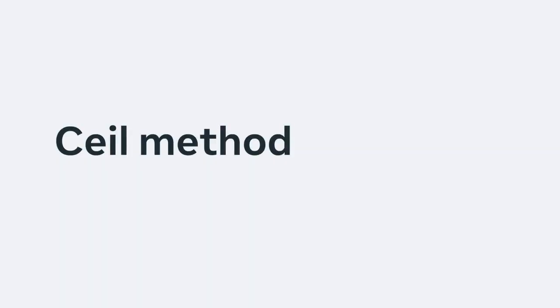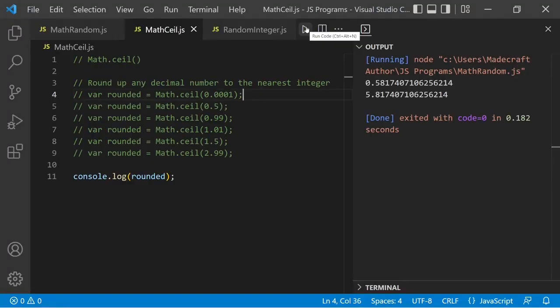Okay, let me switch tabs now and learn about another built-in method of the math object, the ceil method. This is used to round up any decimal number to the nearest integer. Let's pass several different decimals through this method and inspect the output. Notice that I have some code pasted into this file, and on line 4, I've created a variable named rounded and assigned it to the math.ceil method. Inside the parentheses, I have placed the value 0.0001. I've logged this variable to the console.